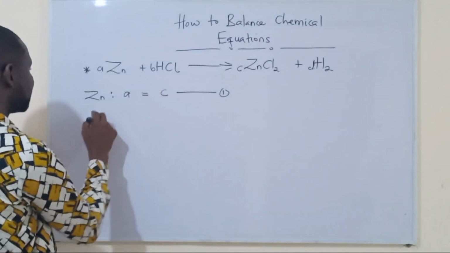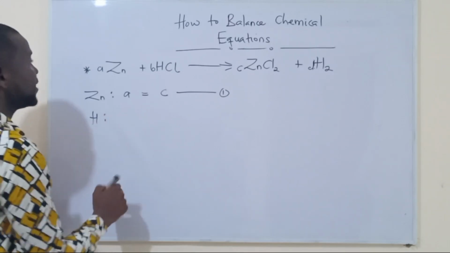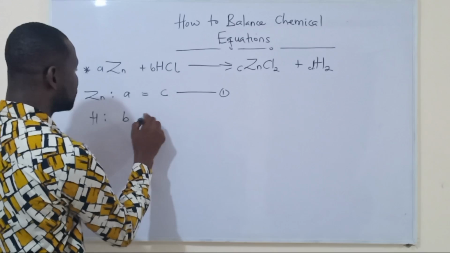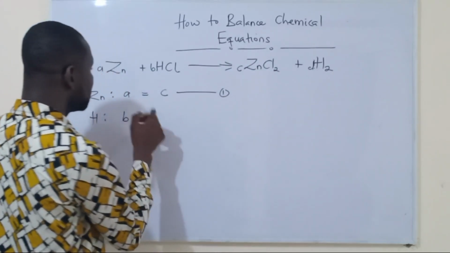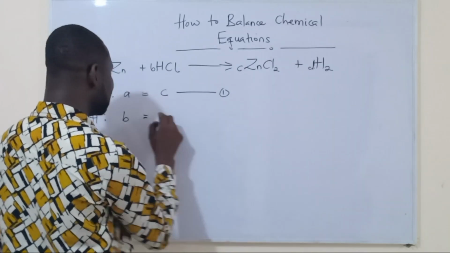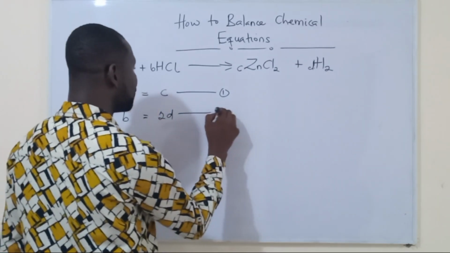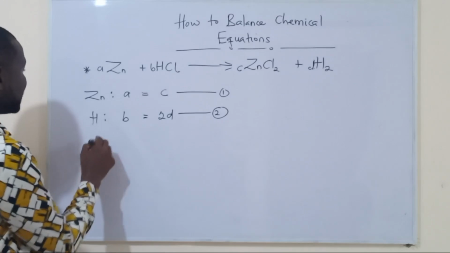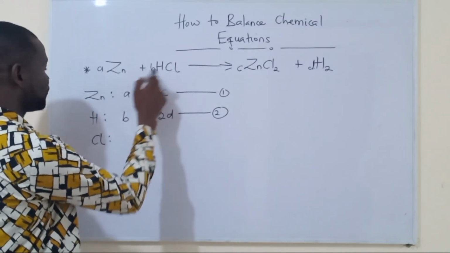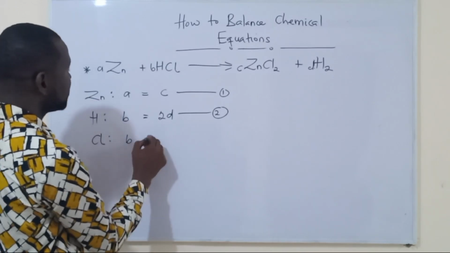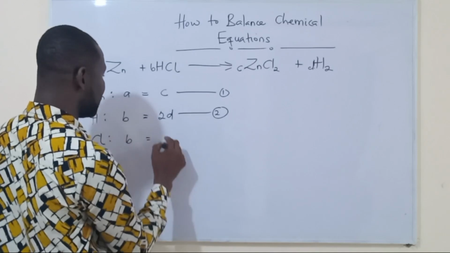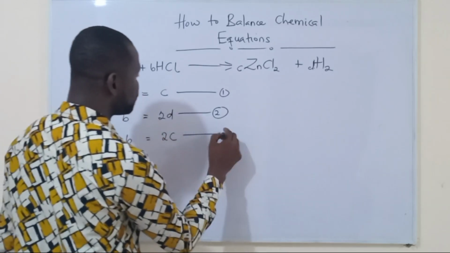Then I go to the next, which is H. For my H, the variable there is B. There is no other H, so I cross the equal to sign. Another H is here, 2 atoms. So we multiply that 2 by D. I'm going to get 2D, equation 2. Then the last is Cl. Cl has B in front of it, so I'm going to get B, then it's equal to, when I cross, I have Cl 2 atoms, so I have 2C. That is equation 3.